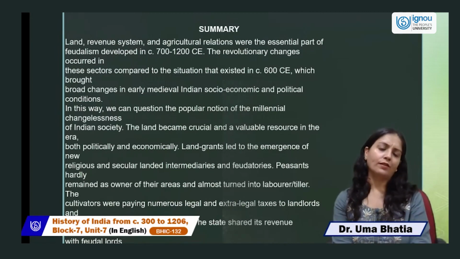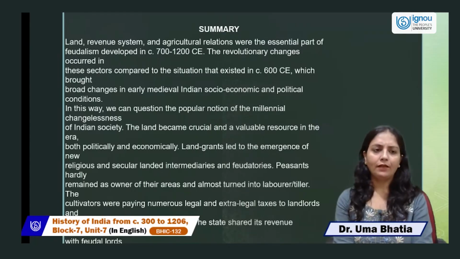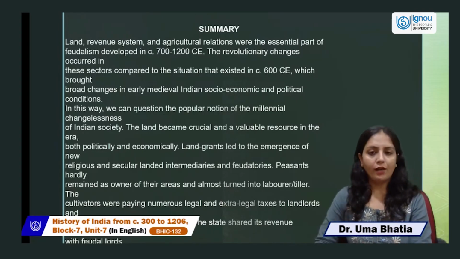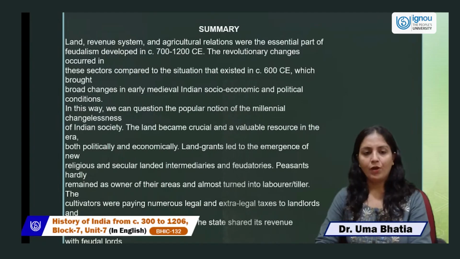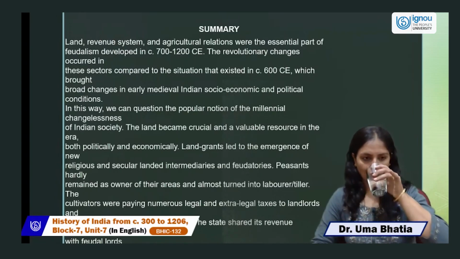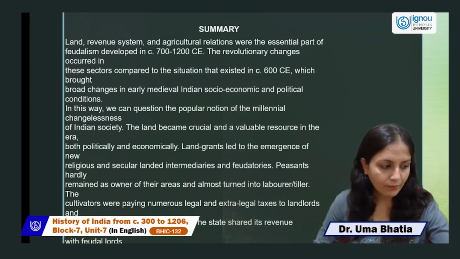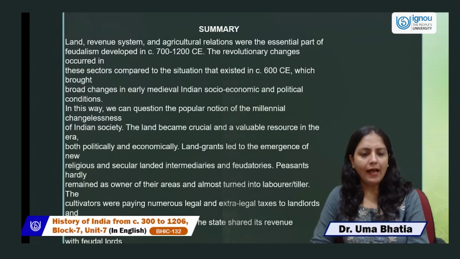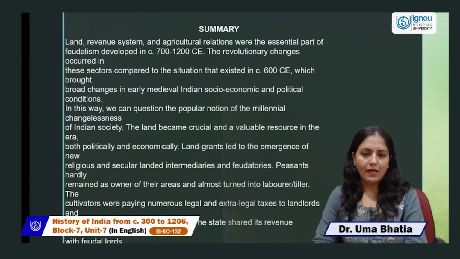In this way, we can question the popular notion of the millennium-long changelessness of Indian society. Land became a crucial, valuable resource in the era, both politically and economically. Land grants led to the emergence of new religious and secular landed intermediaries and feudatories. Peasants hardly remained owners of their areas and almost turned into laborers, tillers.